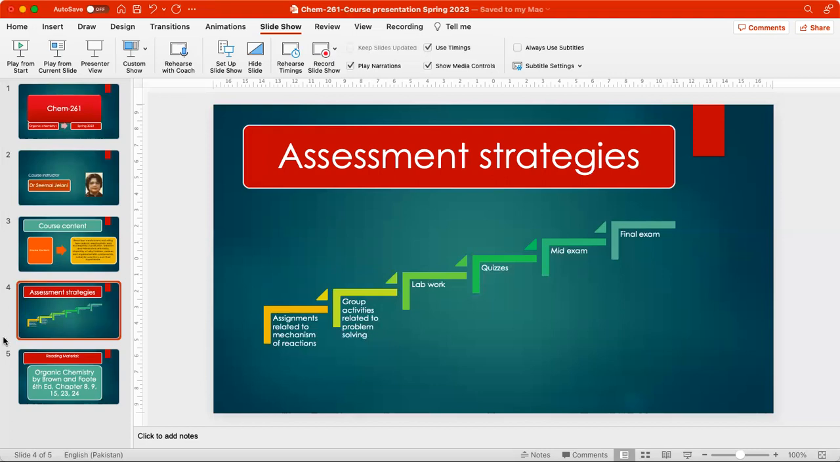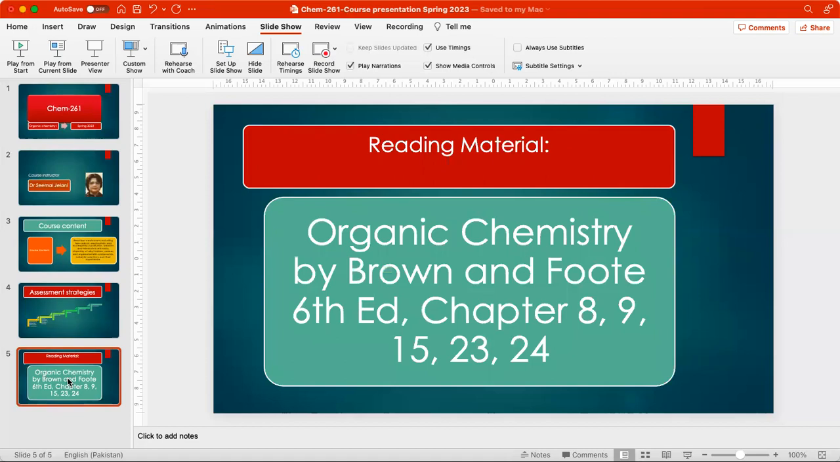And the book I'm going to follow is Organic Chemistry by Brown and Foote. This is not the 6th, but the 7th edition. And the exclusive chapters are 8, 9, 15, 23, and 24. But you can use other books also, like Organic Chemistry by Finar, and you can use some other resources. I've also requested Madiha, the librarian, to make the course pack for Organic Chemistry by Brown and Foote, chapters 8, 9, 15, 23, and 24.